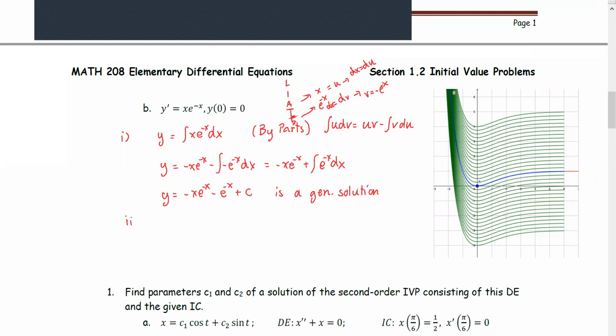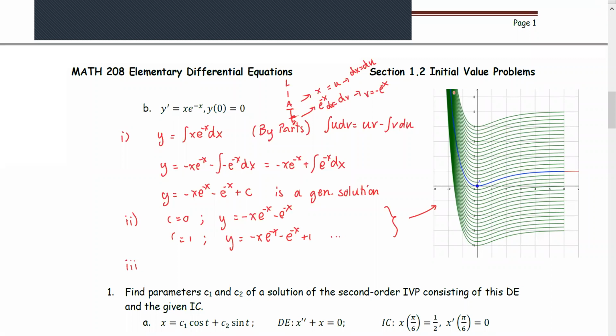Part 2. For different values of c. For c equals 0, for example, y is negative x e to the negative x minus e to the negative x. For c equals 1, y is negative x e to the negative x minus e to the negative x plus 1, and so forth. And as you see the graph on the side, for different values of c.